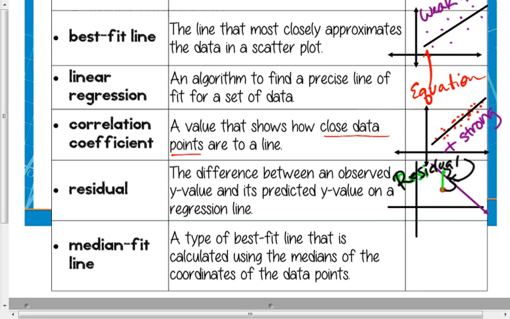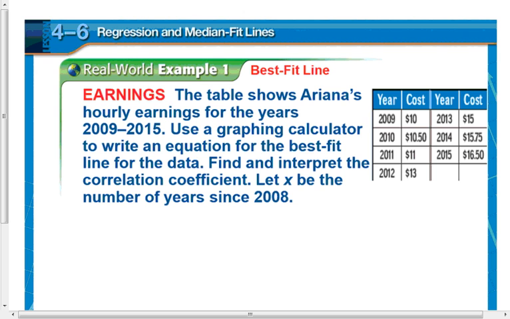Our first real-world example, example number 1, earnings. We have this table that shows Ariana's hourly earnings for the years 2009 through 2015. We're going to use a graphing calculator to write an equation for the best fit line for this data, and find and interpret the correlation coefficient. Let x be the number of years since 2008. So I'm going to adjust my table here just a little bit.